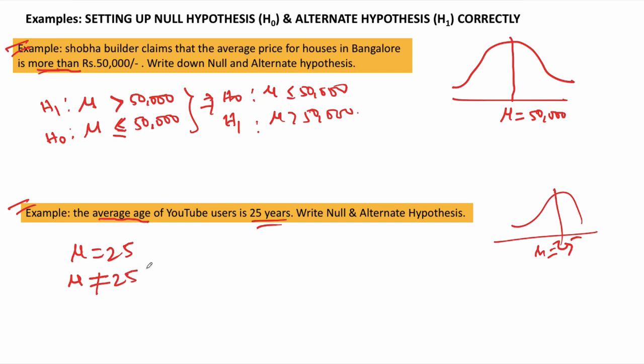And as usual I will try to see in which claim we have the equal sign. So I can see in this inequation there is a claim and it is the null hypothesis. So I will say H0 is mu equals 25 years and the remaining one will be the alternate hypothesis. Hope you have understood very clearly how to construct or form the null hypothesis and alternate hypothesis properly.